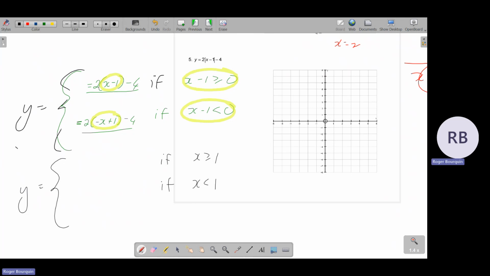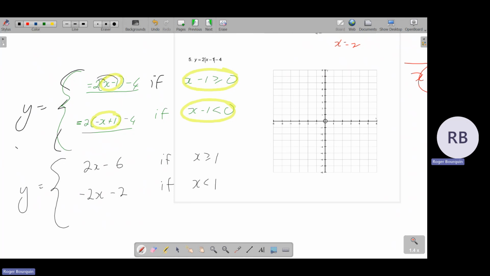What's the top equation going to become? That was 2x minus 4 if x is greater than. So it's going to be 2x minus 2 minus 4. In other words, 2x minus 6. Okay, that's fine. Go get the bottom equation. And 1, right? What's the bottom equation going to be? Negative 2x minus 2. Yep.